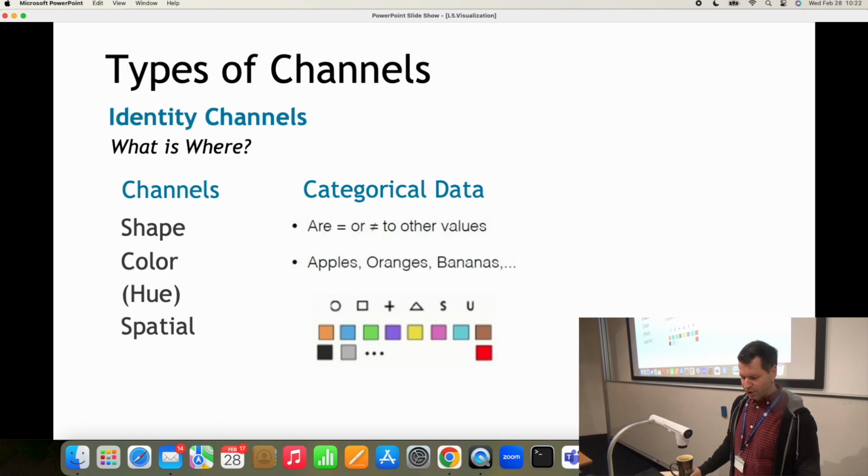We can use channels to identify what is where. So channels could be shape, color, also called hue, or position, or spatial positioning, right? Channels can also represent categorical data, so data that belongs in a category, not numerical data, right? Like apples, oranges, and bananas, that's categorical data. Student data is usually categorical, like undergraduate, master's student, country specific, and so on.